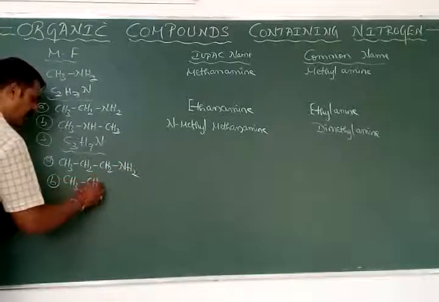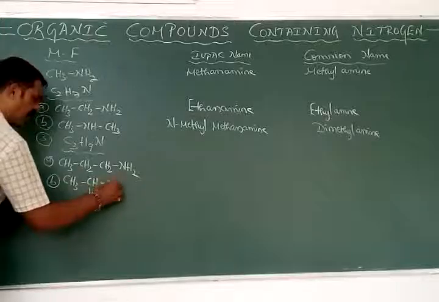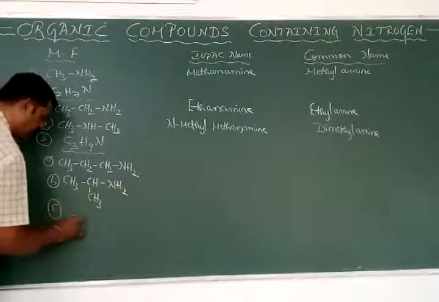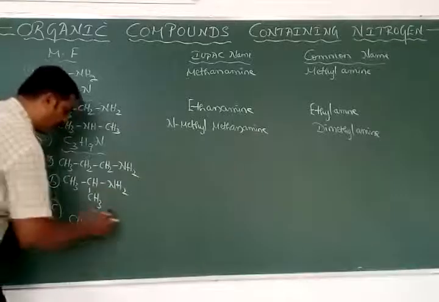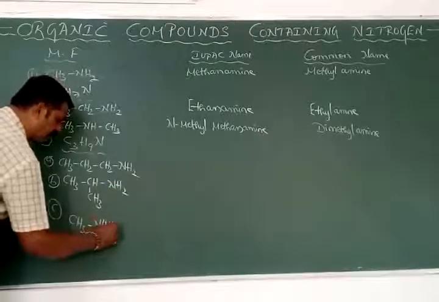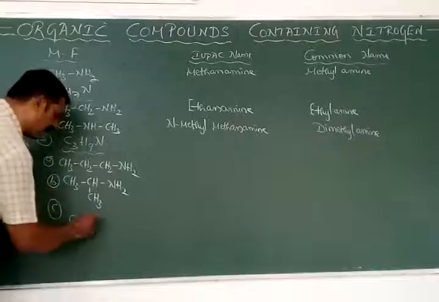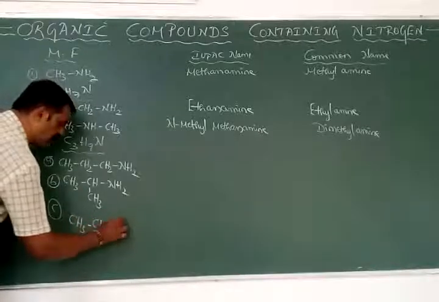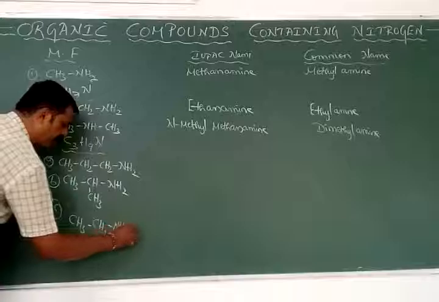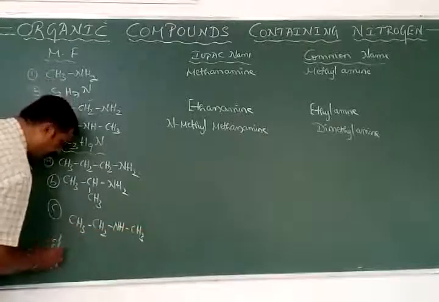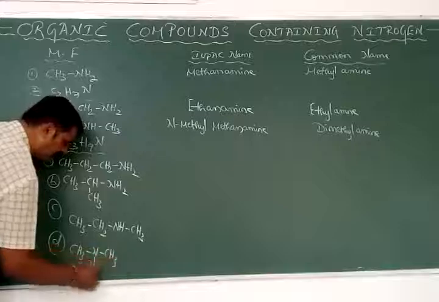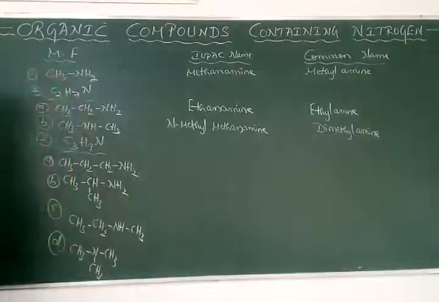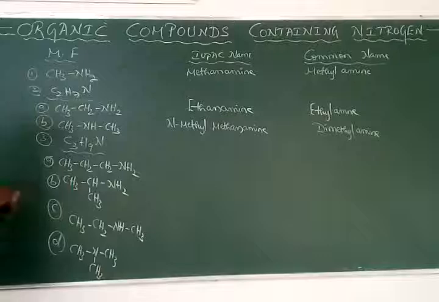CH3, CH, CH3 with NH2 is the second possibility. The third one is CH3, CH2, NH with CH3, and finally we will have CH3N with CH3 with CH3. So these are the four different possibilities for the formula C3H9N.